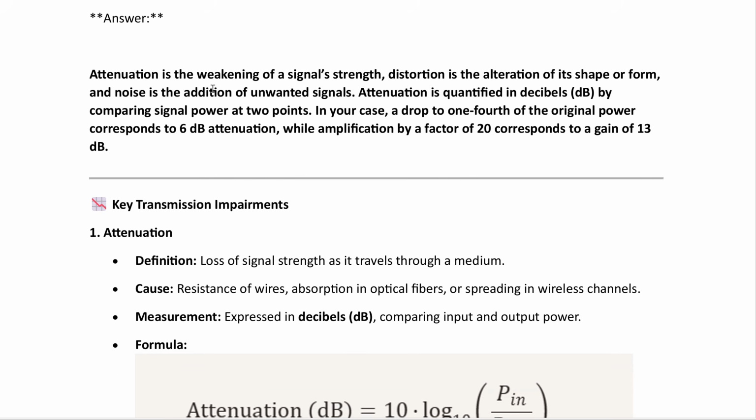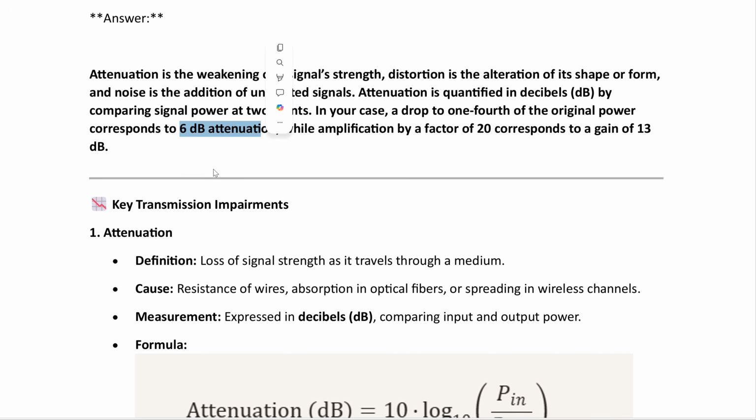So, as I have earlier explained to you, attenuation is the weakening of a signal strength. Distortion is the alteration or corruption of its shape or form. Noise is the addition of unwanted signal. So, attenuation is quantified in decibel by comparing signal power at 2 points. In our question, we are given that it dropped to 1/4 of the original power. So this is the answer.